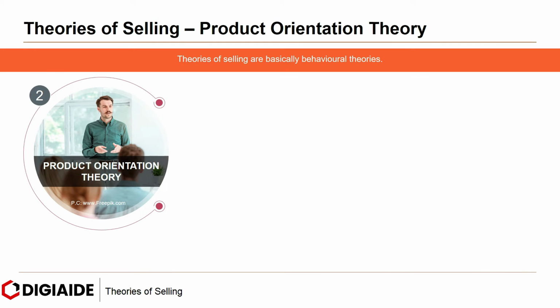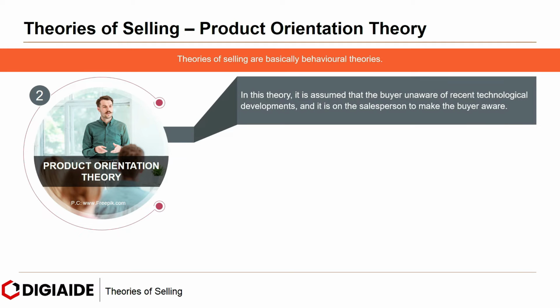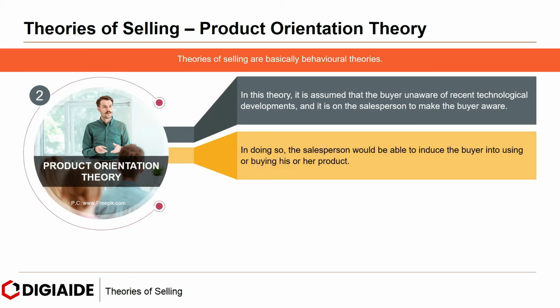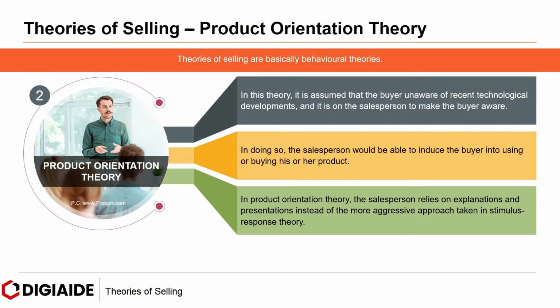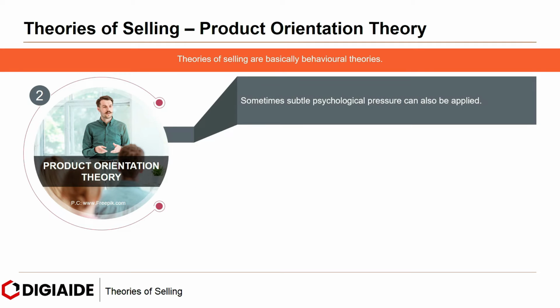Moving on to the next theory of selling, that is the product orientation theory. In this theory, it is assumed that the buyer is unaware of recent technological developments and it is on the salesperson to make the buyer aware. In doing so, the salesperson would be able to induce the buyer into using or buying his or her product. In product orientation theory, the salesperson relies on explanations and presentations instead of the more aggressive approach taken in the stimulus response theory. Sometimes, subtle psychological pressure can also be applied by the salesperson.